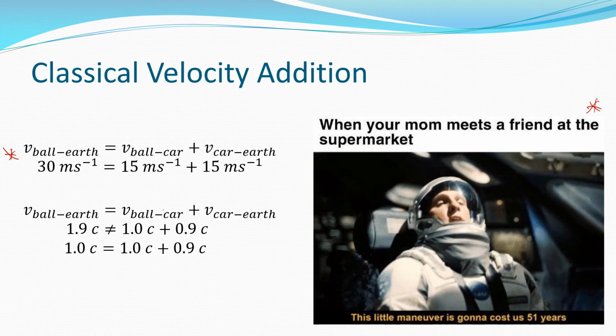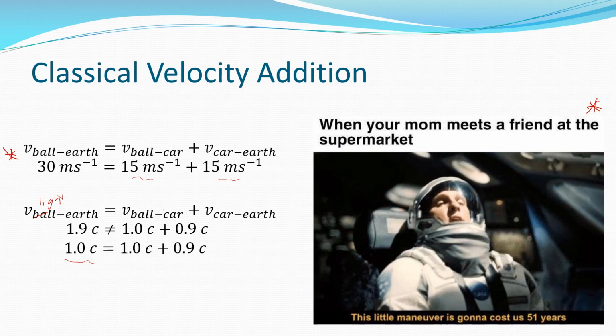The velocity of the ball with respect to the Earth is 30 meters per second because the velocity of the ball with respect to the car is 15, and then the car to the Earth is 15, so they add together. If we think of the light beam, so think of that as the light, the velocity of the light with respect to the Earth is still going to be the speed of light.